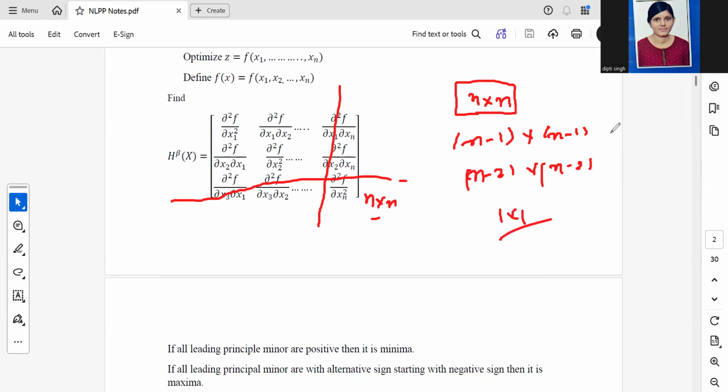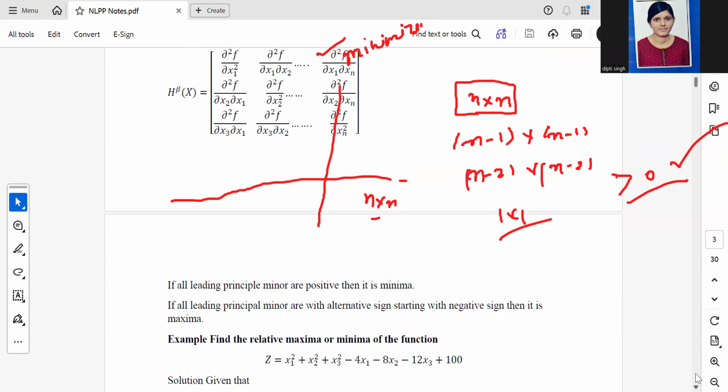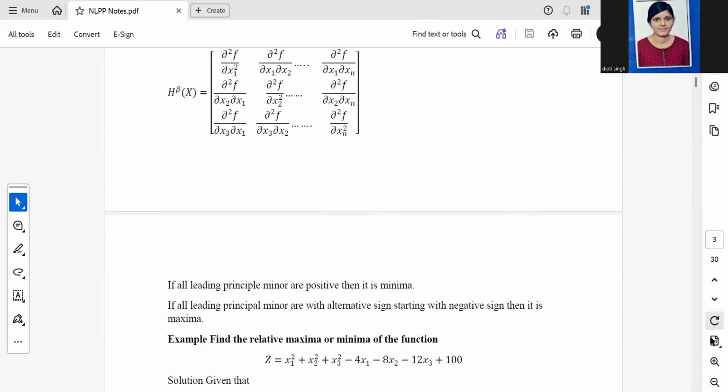Okay, so this is the process to calculate the leading principal minor. Then you have to solve it and check whether all the principal minors are greater than or equal to 0. If so, that function will be minimized. And if all the leading principal minors are negative definite, that is with alternating signs, then that function will be maximum. So this is the working rule when only the objective function is given.